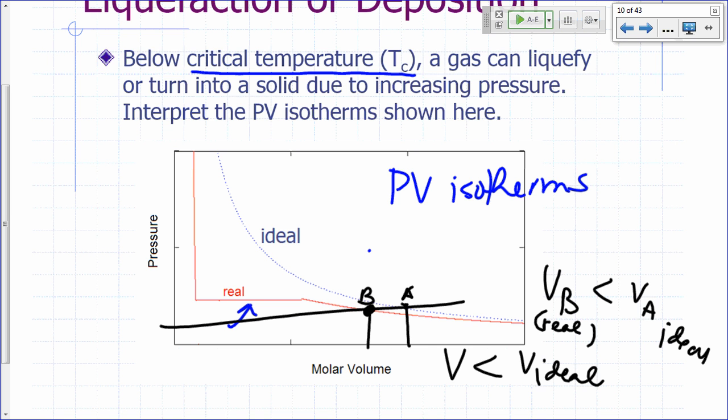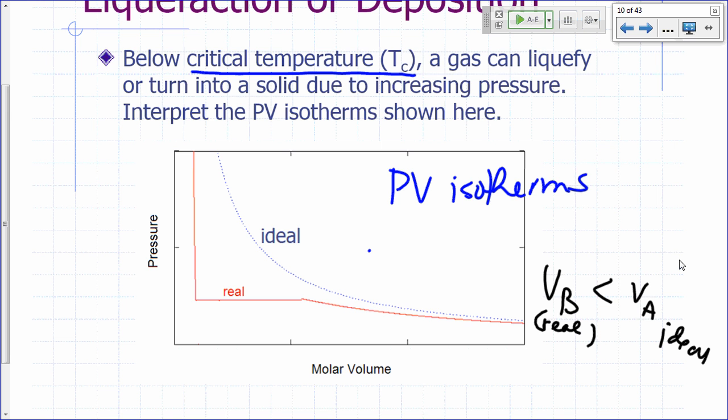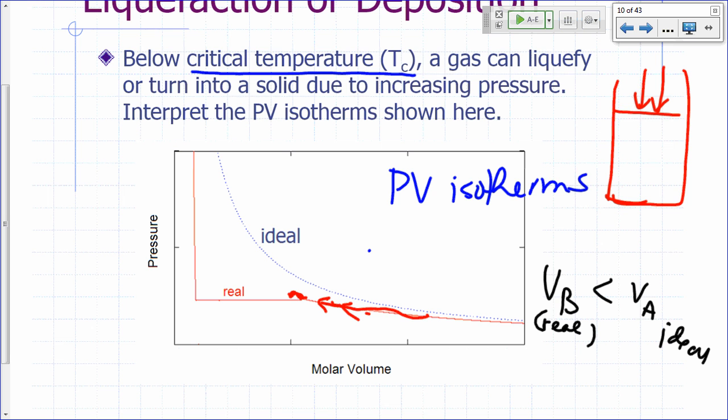But eventually what happens to that real gas? Below a certain temperature, which we call the critical temperature, the pressure still goes up as you lower the volume. Imagine you have a gas right here, and you're lowering the volume of the gas, pushing it down. What happens as you push it down? The pressure goes up.